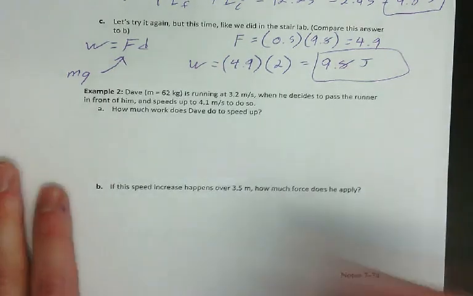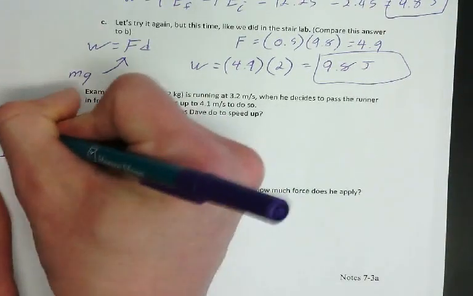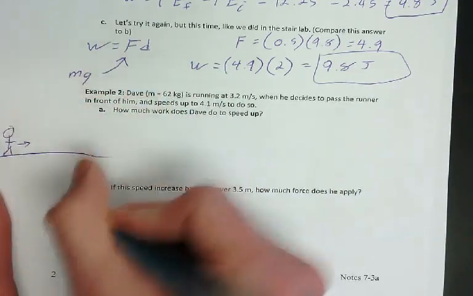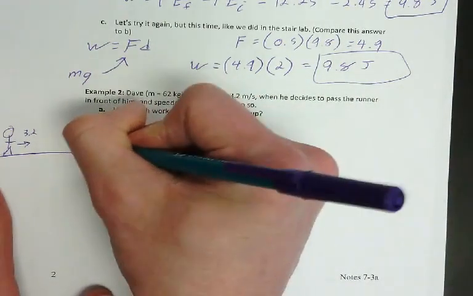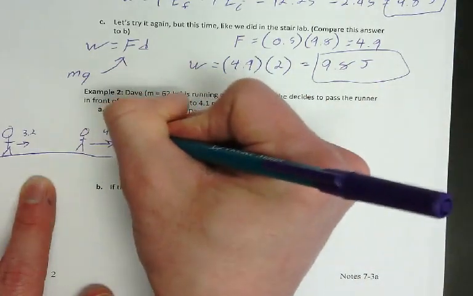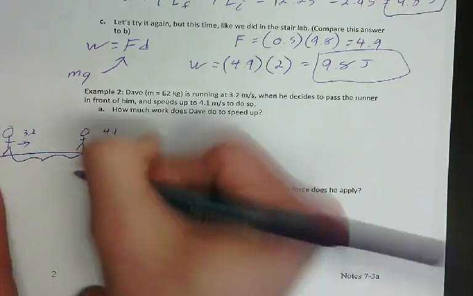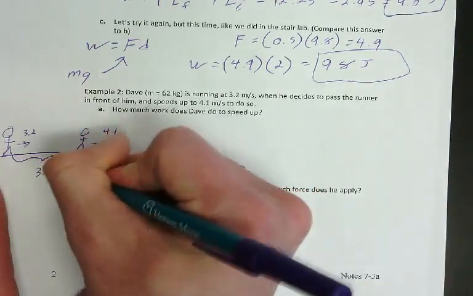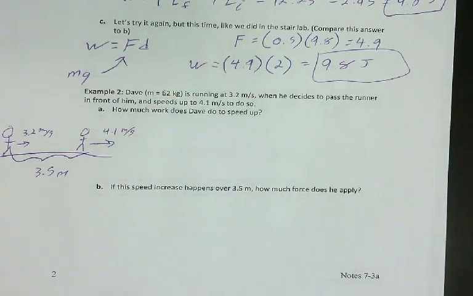Okay, so Dave, 62 kilograms, running at 3.2, and he speeds up to 4.1. And he does it over 3.5 meters. Okay, how much work does Dave do to speed up?